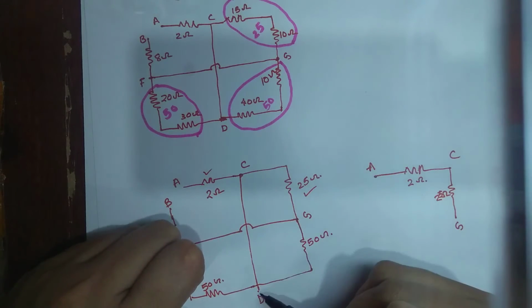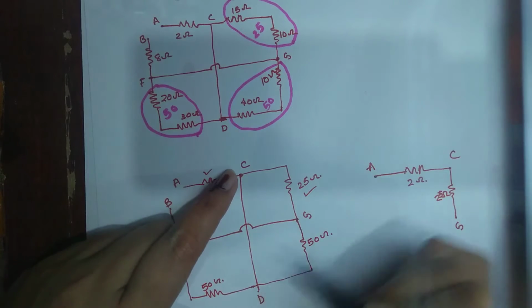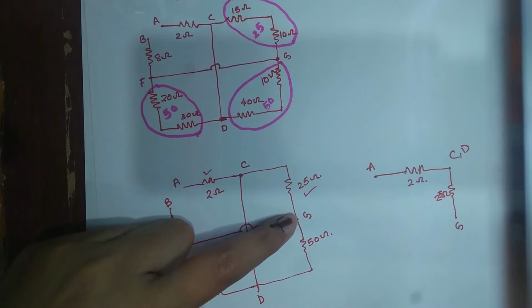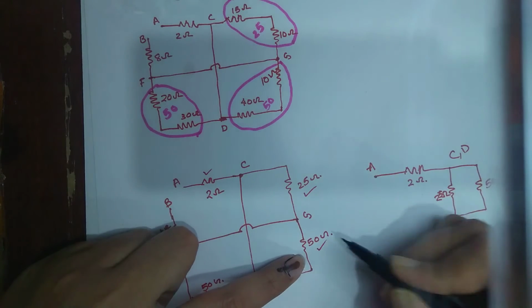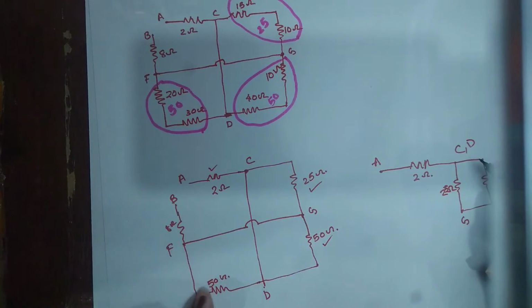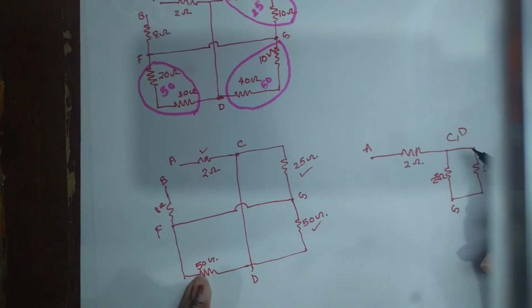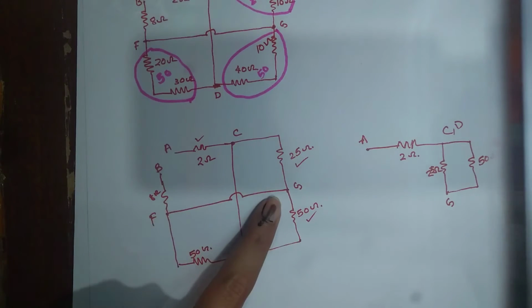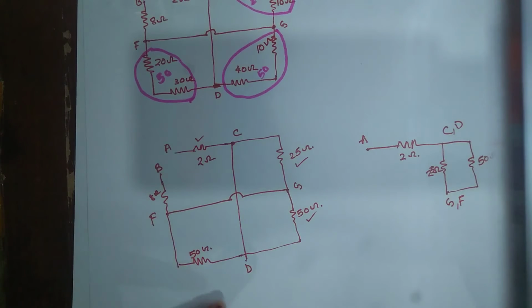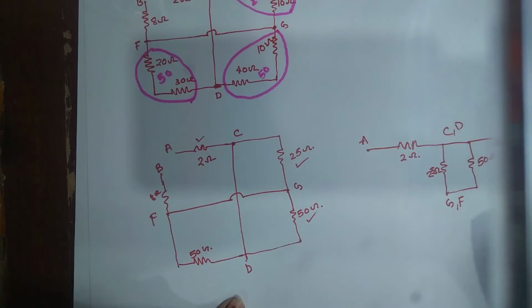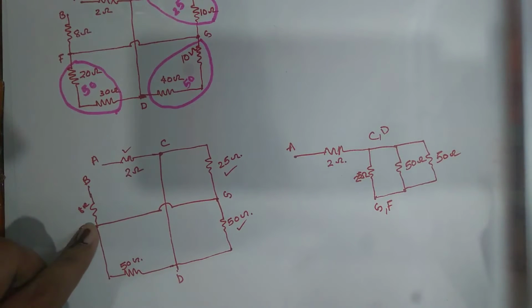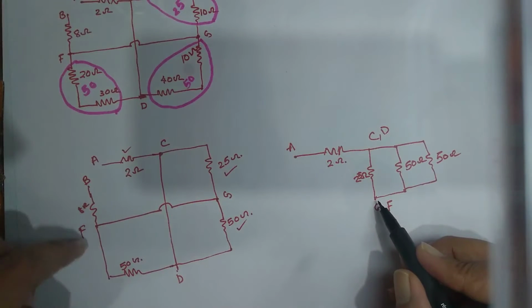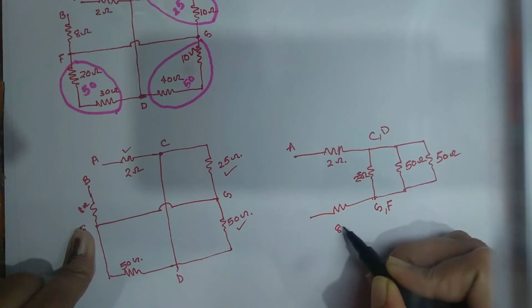Then G and D is 50 ohm. But this D and C is shorted, so I can call this also D. In between G and D, it is 50 ohm. Then in between D and F, it is 50 ohm. D and F and G are shorted, so this is G comma F. So in between D and F, another 50 ohm in parallel. And then from F and B, we are having 8 ohm. So I can redraw like this. Oh, this is a very easy question.